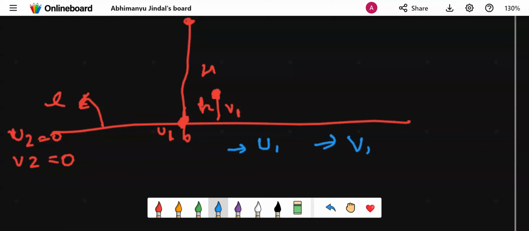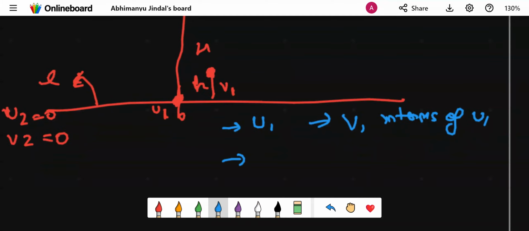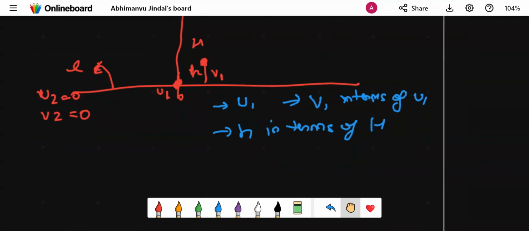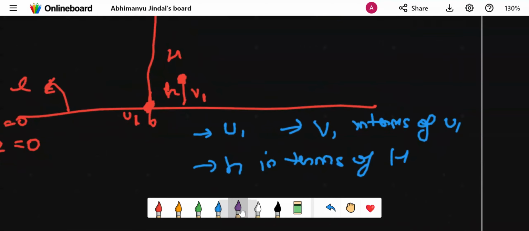Second, let's find v1 in terms of u1, and let's also find height h1 in terms of H. Okay, so this is very, very important, and this should not be skipped. Trust me. Now let's move on, because this is the key material which I'm teaching you for PYQs, and we're going to do a lot of PYQs, which is going to show you why theory was so important.